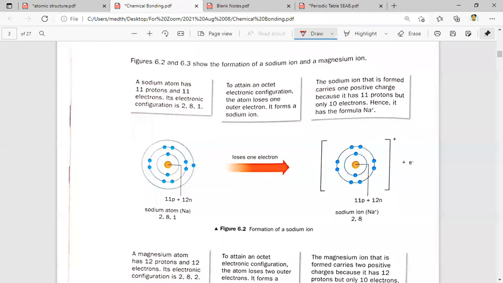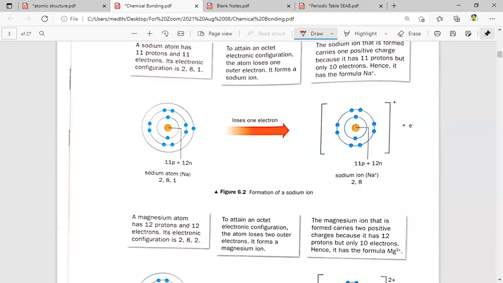Now, let's look at figure 6.2 and 6.3. Look at the drawing here. A sodium atom has 11 protons, hence it will have 11 electrons. The electronic configuration is 2,8,1. Now, is the sodium atom stable? The answer is no. It is not stable, it is actually quite reactive.